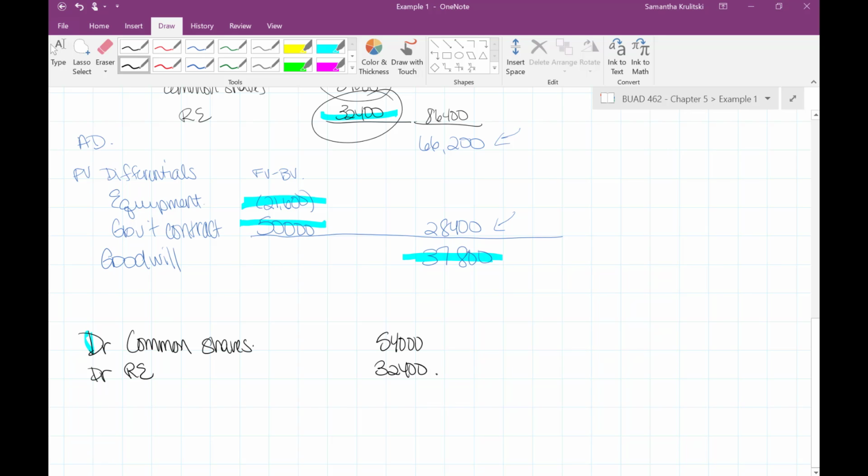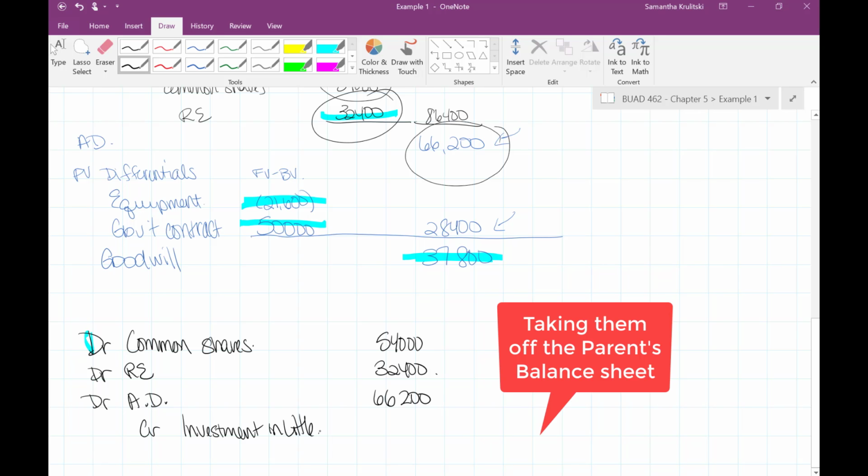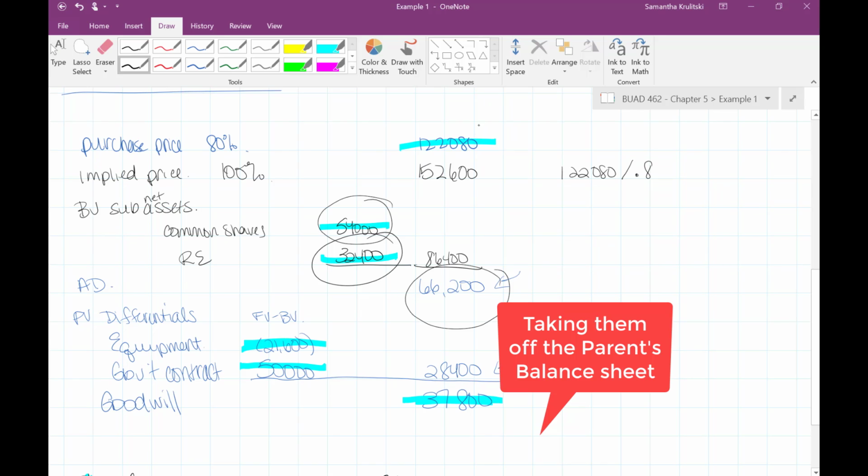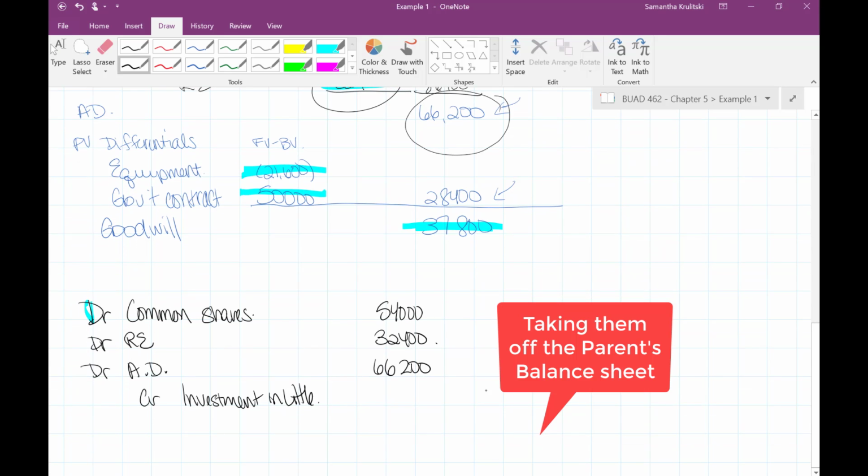How much did we have as our acquisition differential? $66,200. So we're going to set up a temporary account here. So we're going to go ahead and debit our acquisition differential, and we're going to do that for $66,200. So what are we going to credit? What did we actually buy? Well, we bought the shares. So we're going to credit our investment in Little account because we know we need to eliminate that, right? And here's our adjustment right here. This $122,080. We need to get that off of the balance sheet.